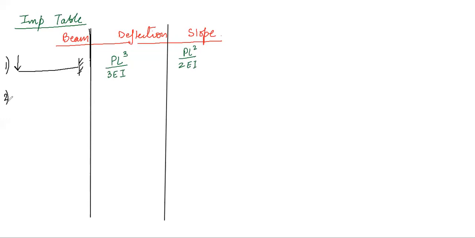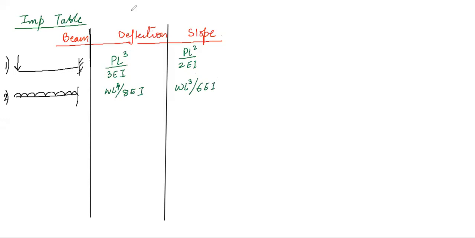Case 2 is defined as a cantilever beam with UDL. So this value is WL to the power 4 on 8EI. Similarly, the slope is defined as WL cube upon 6EI.